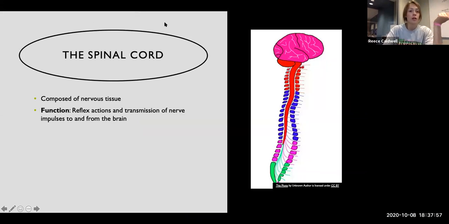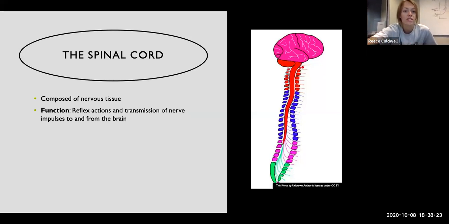If you remember, our four major tissue types, we had epithelial tissue, connective tissue, muscular tissue, and now we are to our nervous tissue. So all that nervous tissue we talked about at the beginning is what composes the spinal cord, brain, and all those nerves. The spinal cord functions for reflex actions and transmission of nerve impulses to and from the brain. So it sends impulses to the brain, and then the brain integrates it, and then it sends impulses out to the peripheral nerves. And we also see reflex actions at the spinal cord, and we'll look at what those are in just a second.